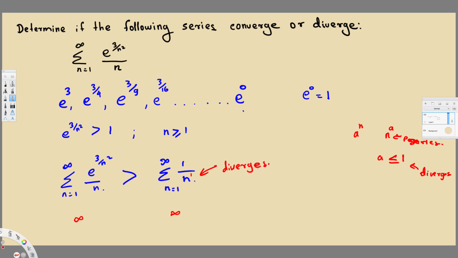If this one diverges, the bigger value than this definitely diverges. So we can conclude, therefore, this series diverges. So this is a divergent series. So that's how we do this kind of problem.